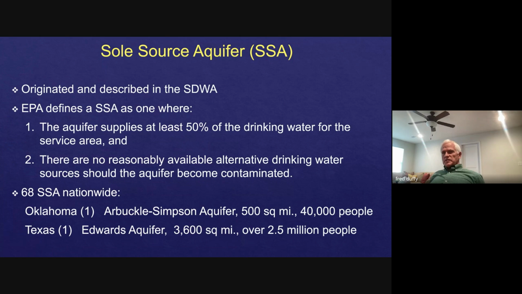In Texas, it's the Edwards Aquifer. The Edwards Aquifer was the first designated sole source aquifer. It has an area of 3,600 square miles, and basically 2.5 million people get their drinking water from it. In Texas, if I had a map of it, the Edwards Aquifer is basically centered over San Antonio. San Antonio doesn't have any surface water. Their water, or most of it, comes from the Edwards Aquifer.